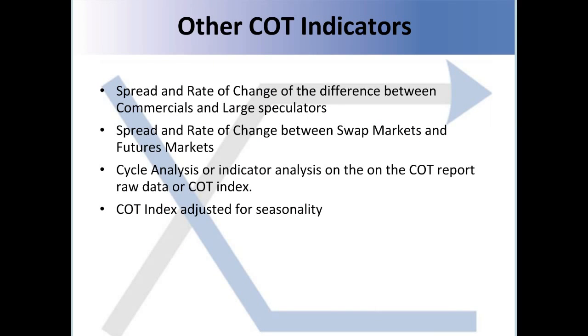Now, I'll briefly touch on other COT indicators that John is working on and I've seen in the past. One is basically the spread, or the rate of change of the difference, between the commercials and the large speculators. This is important because in some markets the large speculators play a bigger role than in others. So they might be jockeying for position more aggressively, and you could see some key volume or open interest changes before you see price change. So this is always an interesting indicator to look at.